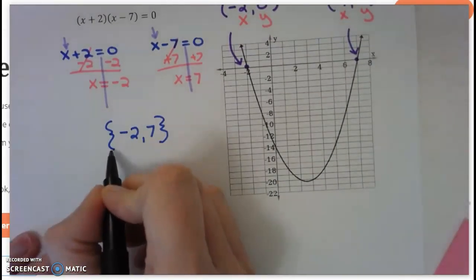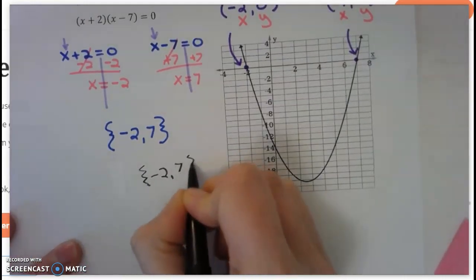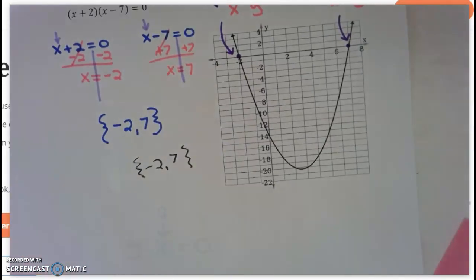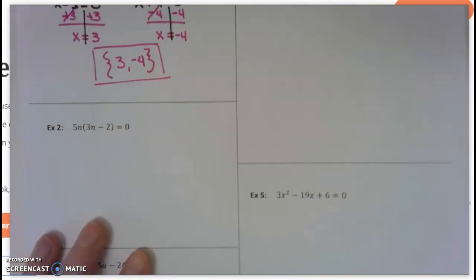Now, if you're not good at drawing those squiggly lines, I understand. It's okay if you just do something like this. That's good enough for me. I understand what you mean. So now let's go back to our paper, our notes, and start filling in example 2.